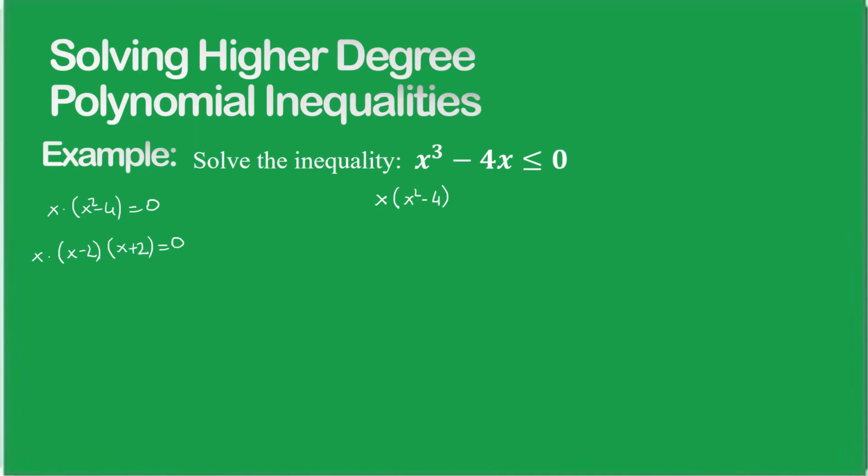Then actually we can see the critical points. The first one is x1 is 0, the second one x2 is 2, and the third one is minus 2. Now let's draw the table. x from minus infinity to plus infinity again. Here let's write the roots, the critical points. Minus 2 is the least, the middle one is 0, and the number 2 is the last one.